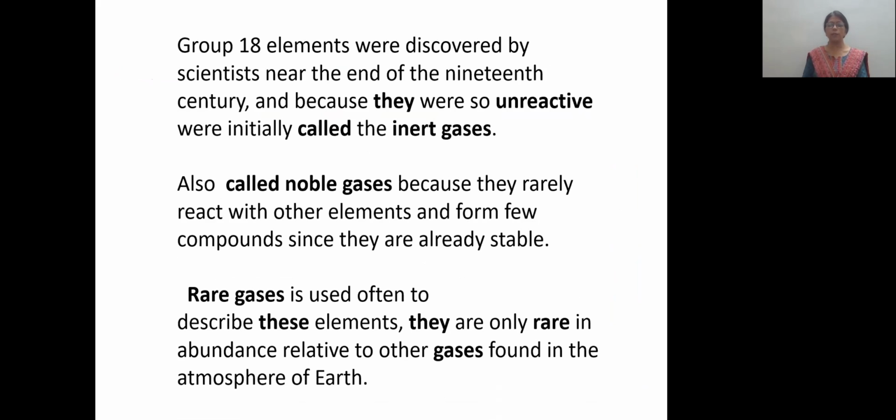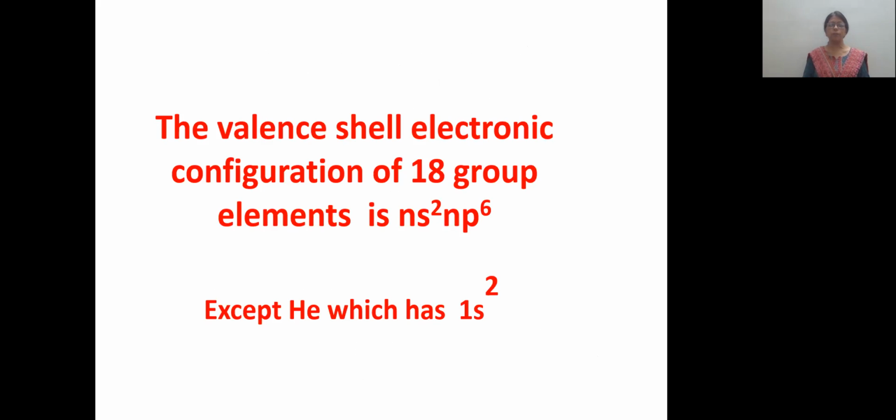They are also called the noble gases because they rarely react with other elements and form few compounds since they are already stable. Rare gases is often used to describe these elements as they are rare in abundance relative to the other gases found in the atmosphere of Earth. The valence electronic configuration of group 18 elements is ns2np6, except helium, which is 1s2.